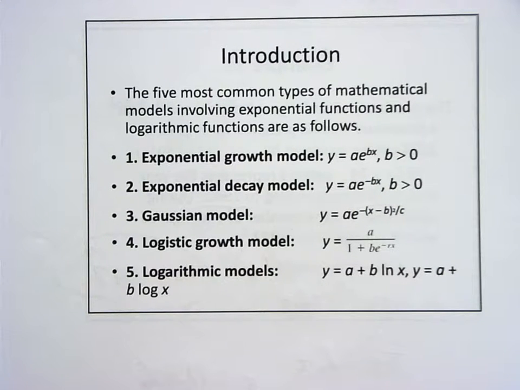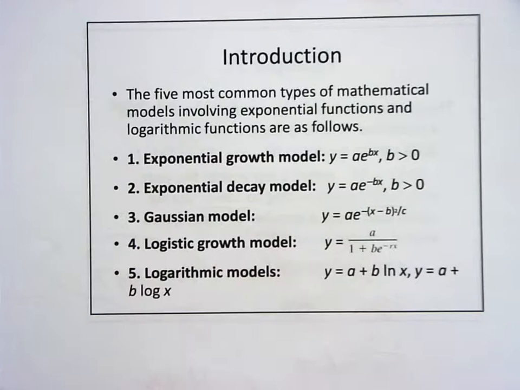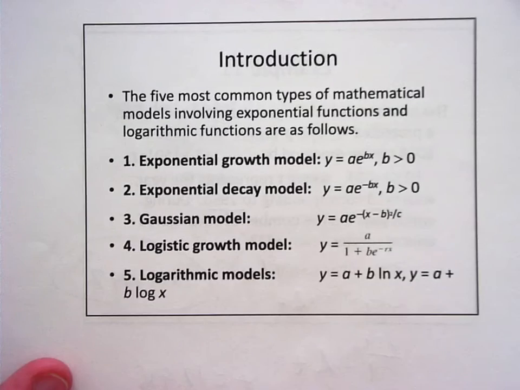Now, the Gaussian one is your bell curve, z-score, that kind of stuff. So it's one used for stats a lot. Logistic models are used in biology a lot because it looks at growth patterns of species and the limitations they reach, okay? We'll look at that one as well.